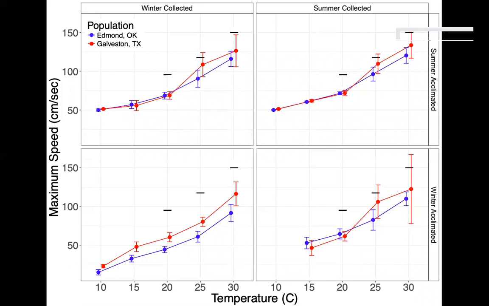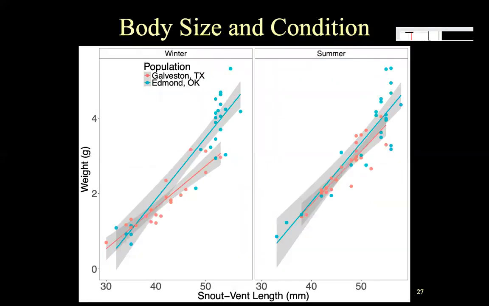We race them, and these are the results of races. In some cases, they're running close to 1.5 meters, 1.25 meters per second, which is why we use lasers to time them rather than timing them with a stopwatch. But then this is the body size and condition situation. And so you can look at these regressions and say, oh, that regression looks like it's different from that regression in the winter, but this regression and this regression don't really look that different in the summertime.